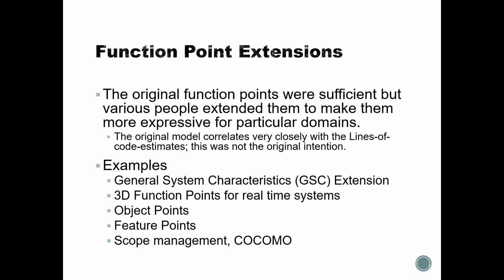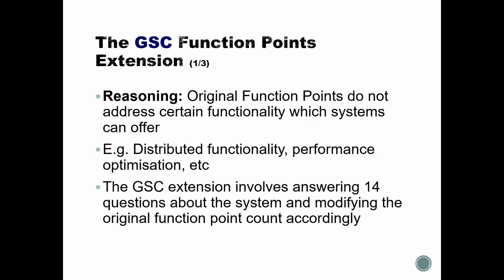One example is the general system characteristics, GSC, extension. Second is 3D function point, object point, feature point, scope management, and the COCOMO model. So there are different models that you can go through on your own, and check how function point is the base, and how you use this base to calculate different aspects, and how these aspects are related in software maintenance. However, in this slide, we are going to see the first one, the GSC extension.